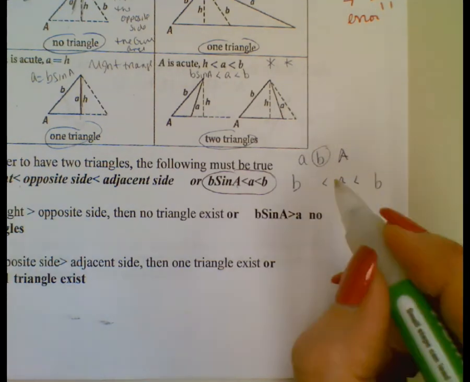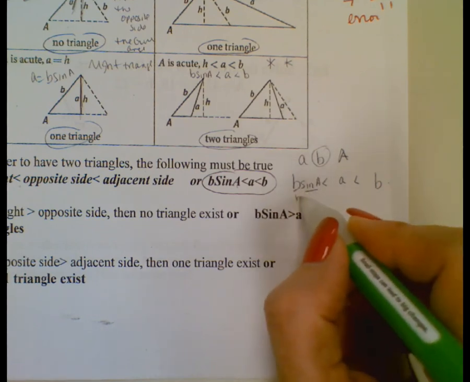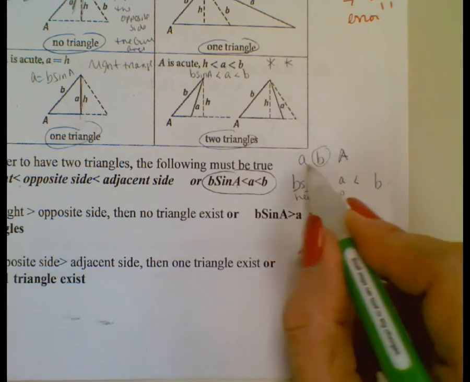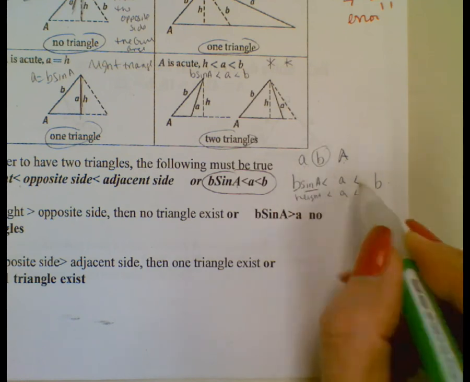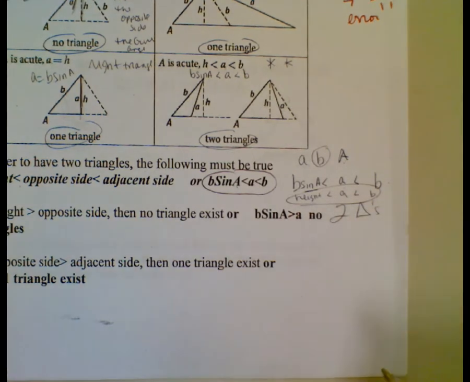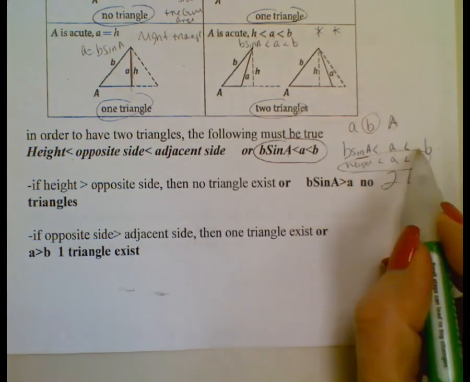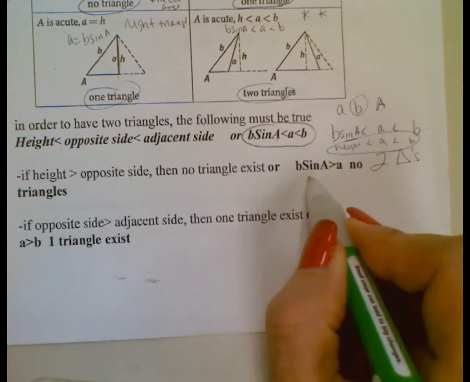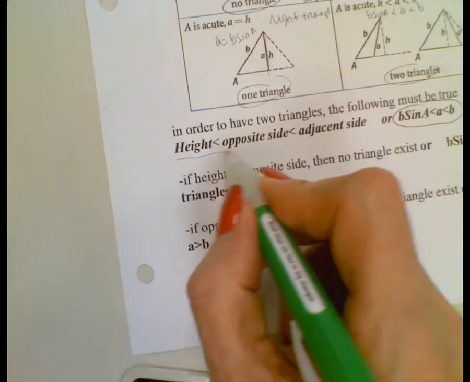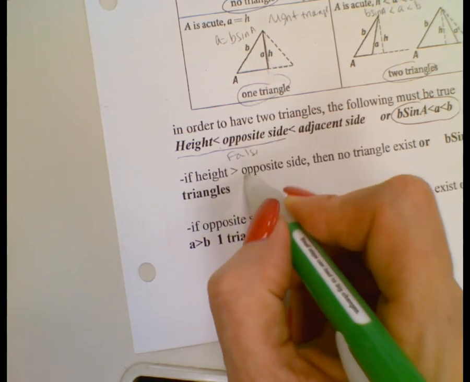Now the height, which is B sine A, is going to go out front. You just put the sine A with that thing. So this is your height. You want the height to be less than A, which is the side across from angle A. And you want that A right here to be less than this. If that is ever true, you have two triangles, and you have to try both cases. Now, there are two inequalities in this conjunction. If the first one says the height happens to be greater than the opposite side, if this part right here is the false part, then you have this right here.